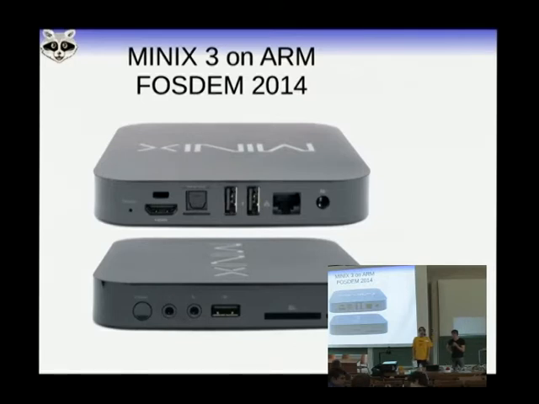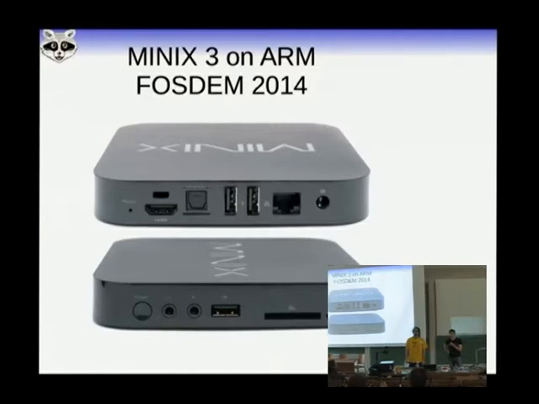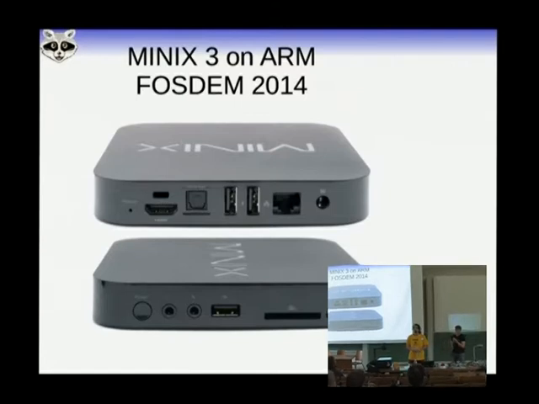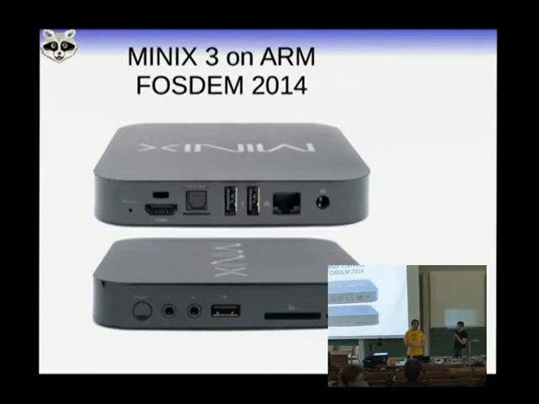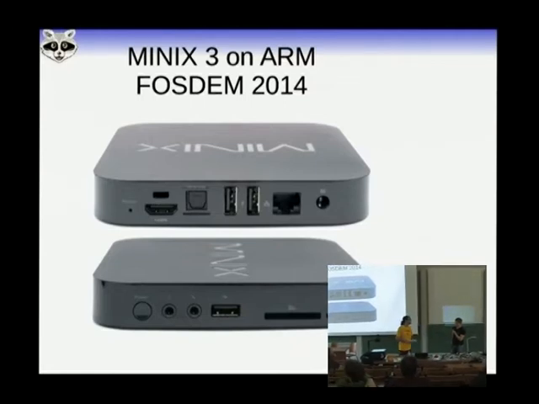Okay, then we're going to move on to our next talk today. Kees is going to talk about running MINIX on ARM. And without further ado, let's let Kees explain everything.